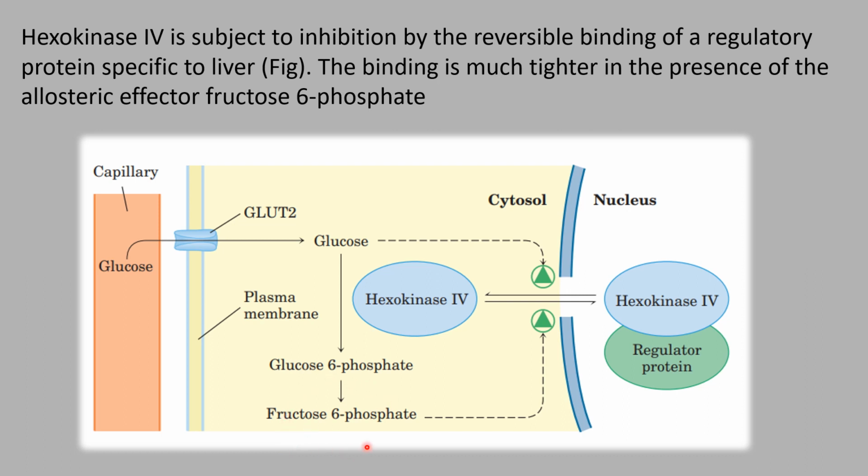When the fructose 6-phosphate level is increasing, this makes hexokinase 4 go back into the nucleus and bind to the regulatory protein. But when the glucose concentration is high, hexokinase 4 is detached from the regulatory protein, comes into the cytosol, and proceeds with the reaction.